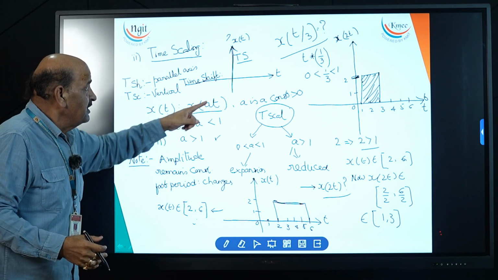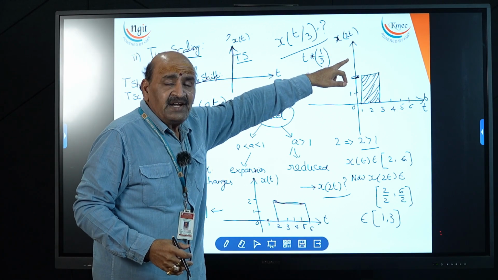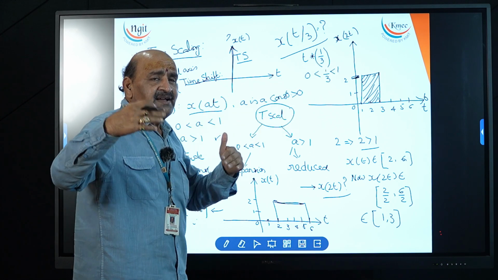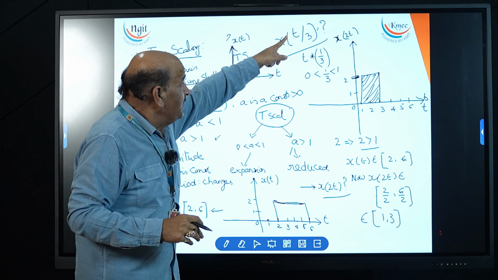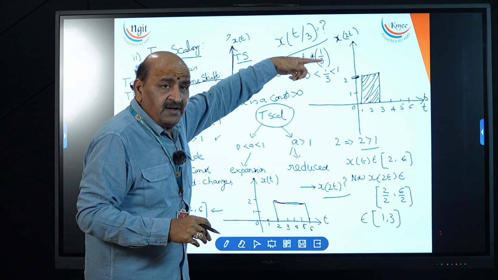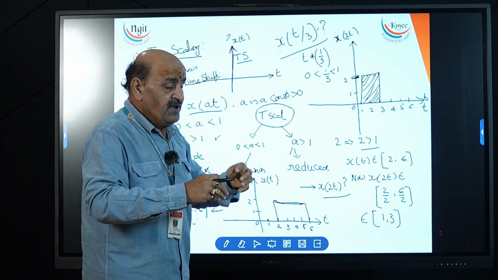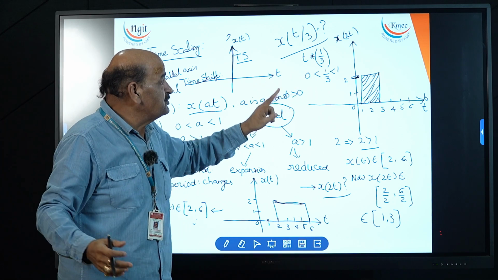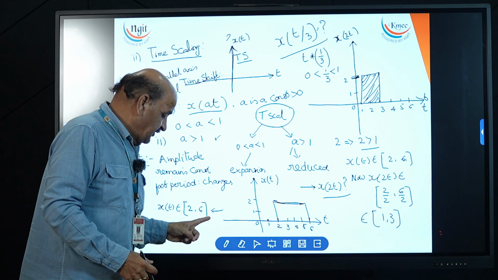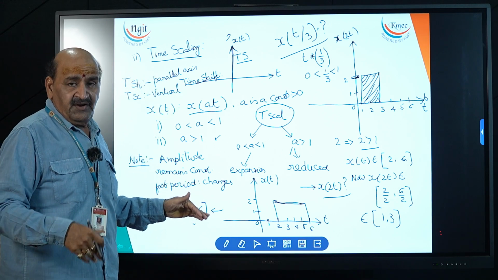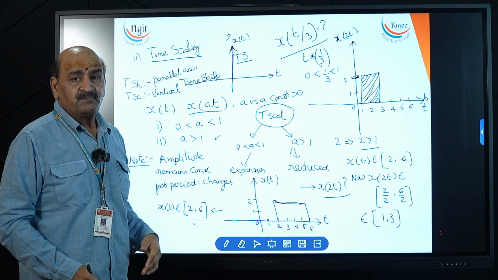Because of this condition, any signal you can make it 2t, 3t, 4t, 5t, 6t. In all the cases, the signals will be reduced. But t by 3, t by 2, t by 4, t by 6, with the number in the denominator, in all the cases signals will be expanded. These two things we have to discuss here. One case we discussed. Now, the next one, we are continuing with this one. Thank you.